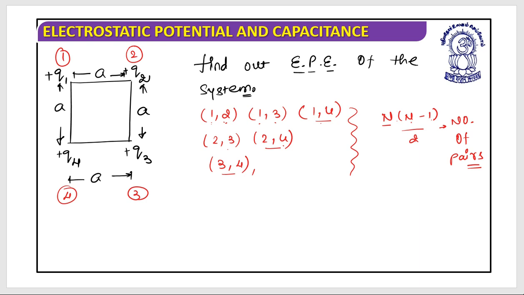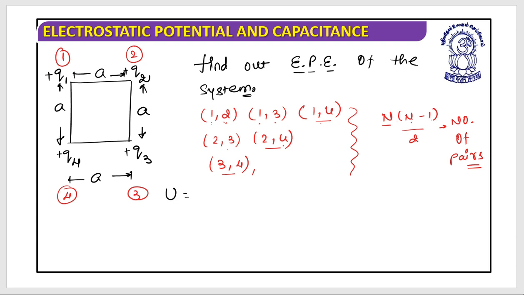If it is not, you need to go through this again and make the pairs again, and do this task again and again until you are getting n into n minus 1 by 2 pairs. I hope these things are clear. So up till now we have just formed the pairs of the charges: 1 comma 2, 1 3, 1 4, 2 3, 2 4 and 3 4. Now you need to focus on the pairs and write down the potential energy.